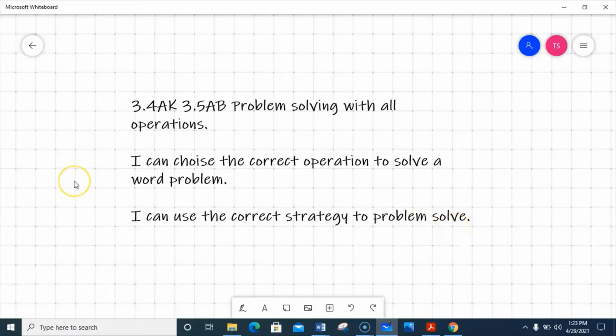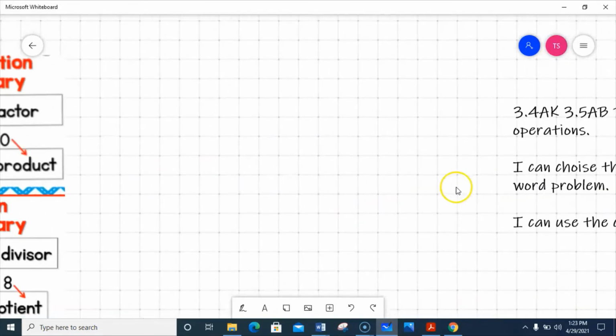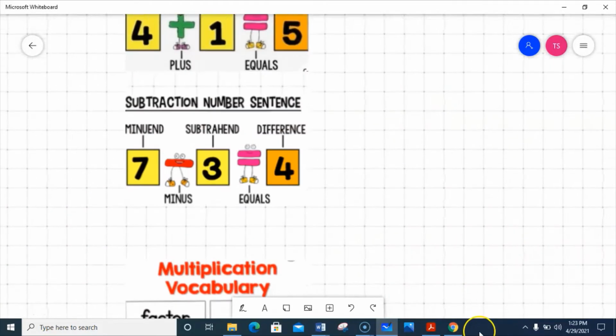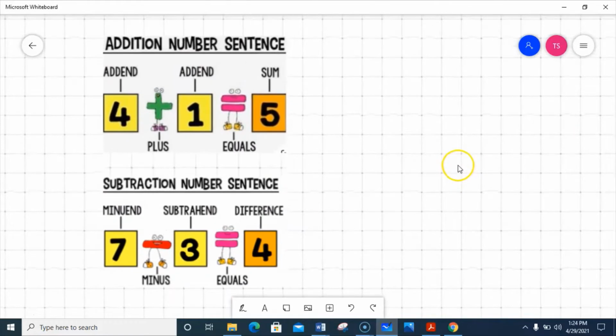So we're going to look at some of the vocabulary. Since we're using all operations, that would be addition, subtraction, multiplication, and division. Those are the four operations we use in math. For addition, we have addends, the two numbers we put together to get our sum, which is our answer. And minuend, subtrahend, and difference. Difference is the answer to a subtraction problem.